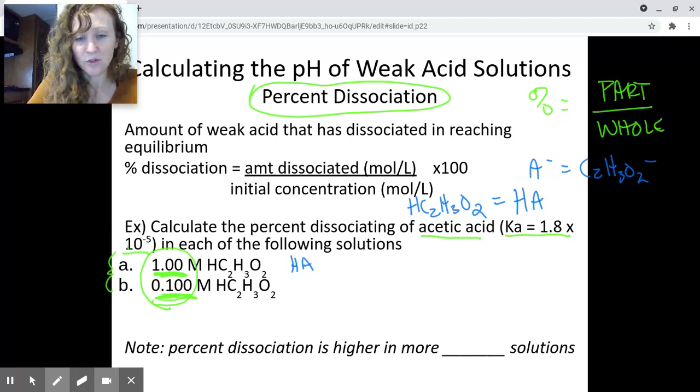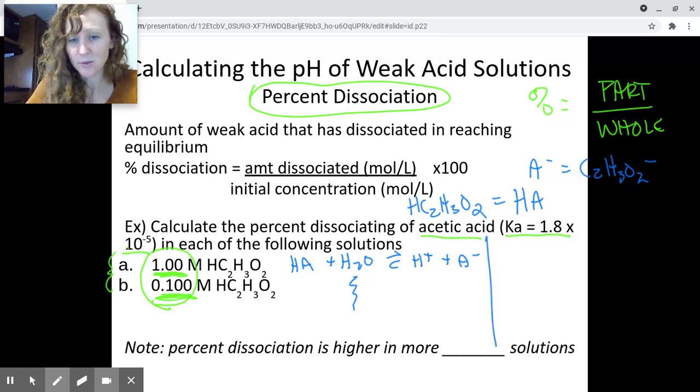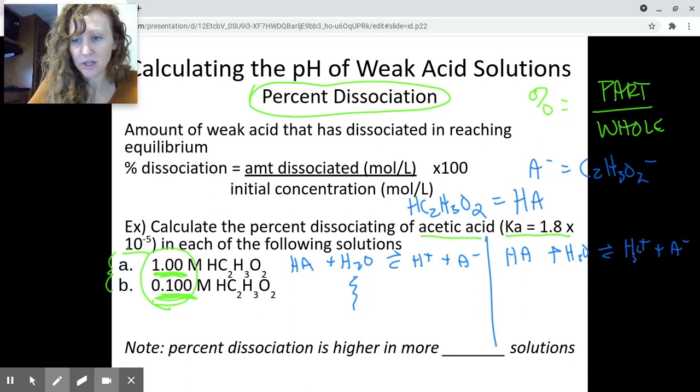Now, again, we can do just a dissociation or we can do a reaction with water. H plus, A minus. I get to ignore water because it's a liquid. I'm going to set this up twice. HA plus H2O, H plus, A minus. I guess it's not actually H plus, it's H3O plus. But I'm going to set it up this way. Okay, so initial, change, equilibrium. Initial is going to be 1, 0, 0 in A. In B, it's going to be 0.1, 0, 0.